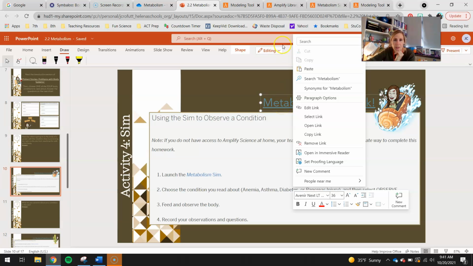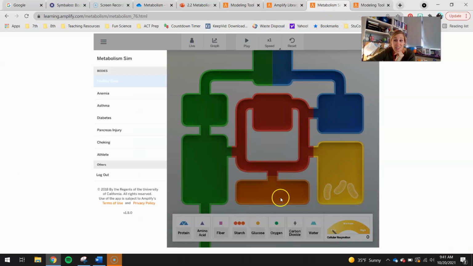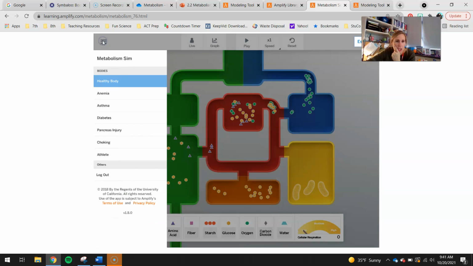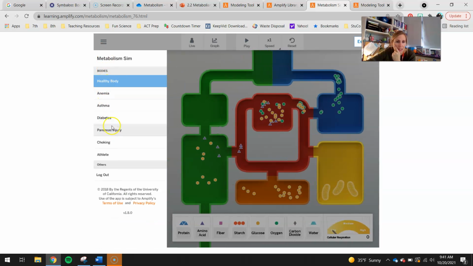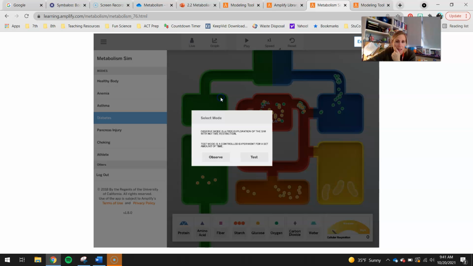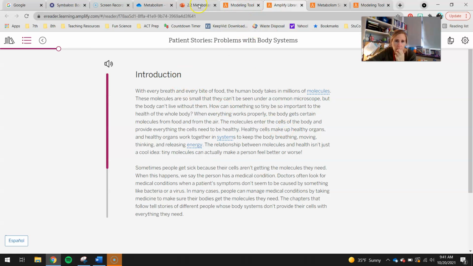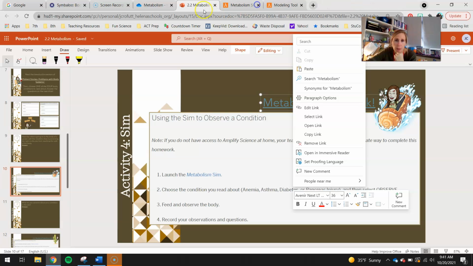So you guys are gonna open up this sim link here. It's gonna take you guys into the sim. Unless you're using an iPad, select no. And then on the left in the toolbar here, you guys will see these 4 conditions. So you guys are going to select the condition that you guys have, and you guys are gonna observe that condition. Let me exit out of these really quick.